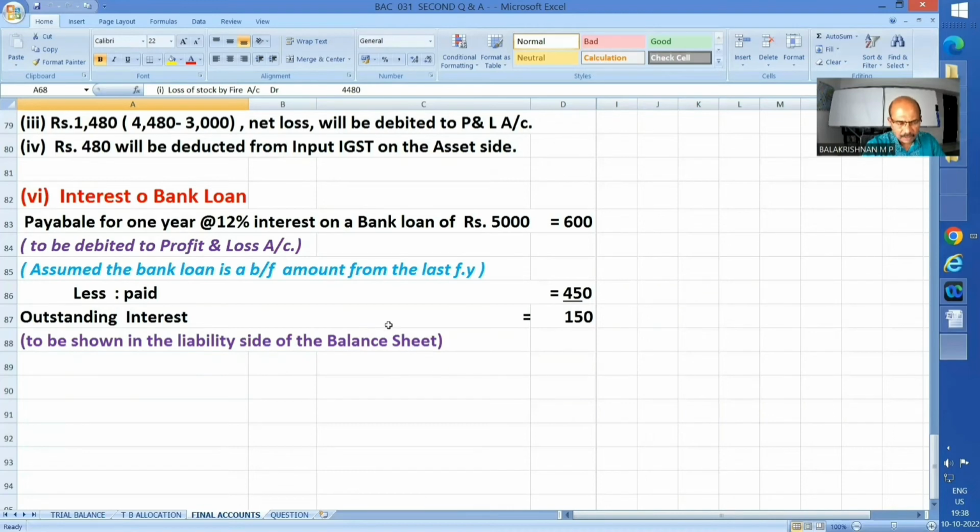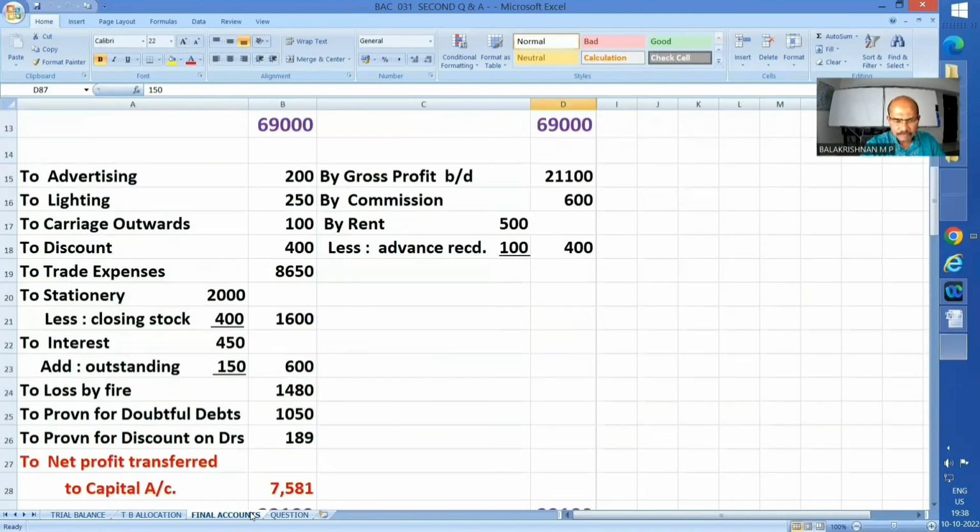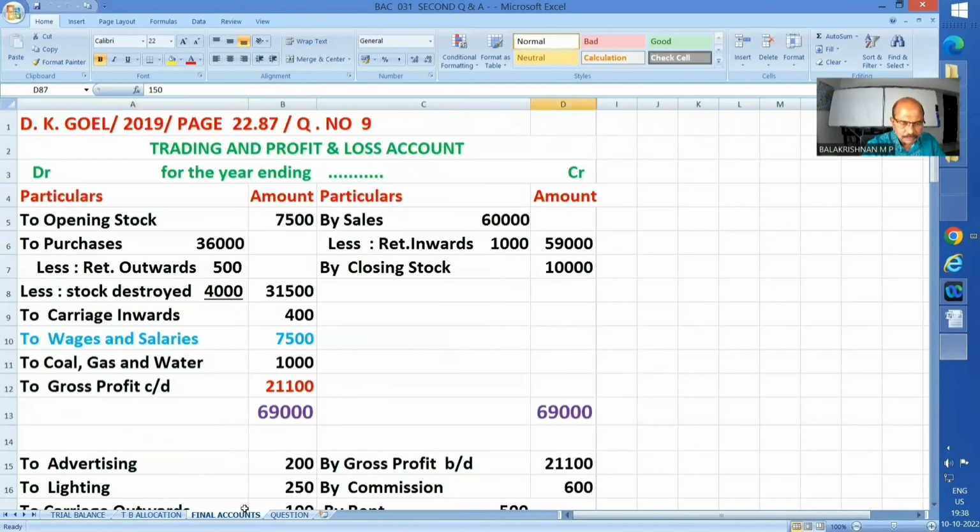However, you paid 450. The balance outstanding is 150. This 150 you will show as balance amount on the liability side of the balance sheet. As far as the profit and loss account is concerned, the whole expenditure you have to show, that is 600: 450 paid plus 150 payable. Okay, so these are the adjustments. Now let me see the final accounts one by one.